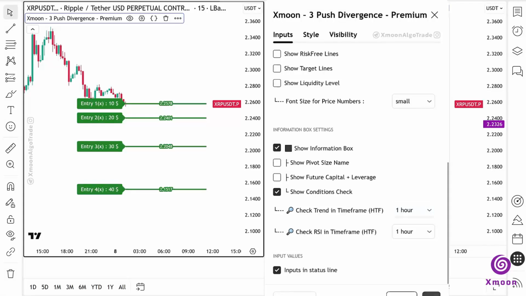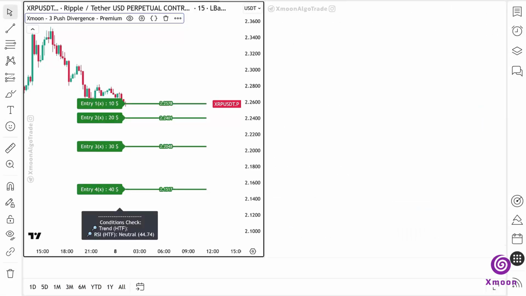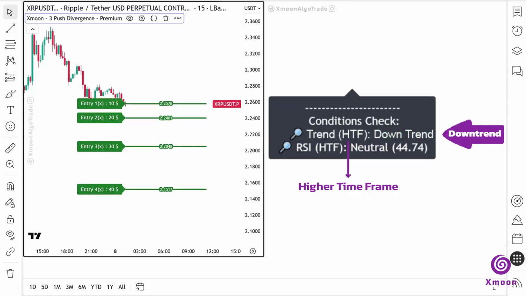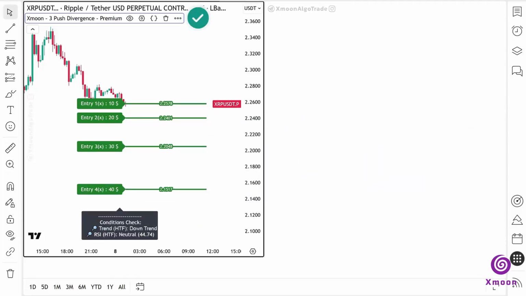The system automatically analyzes the trend direction for each pattern in the higher time frame, displaying the result in the black information box. You can observe this outcome right next to the Trend HTF title, specifically within the Conditions Check section. If the trend is upward, the term Uptrend will be shown, and if the trend is downward, the term Downtrend will be displayed. HTF stands for higher time frame, meaning a larger time frame. This feature is only active in the premium version of the Xmoon indicator.